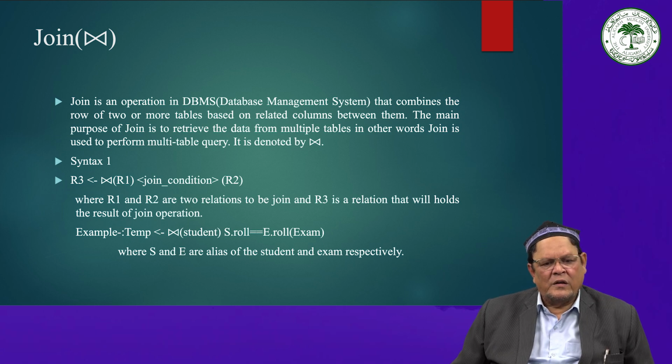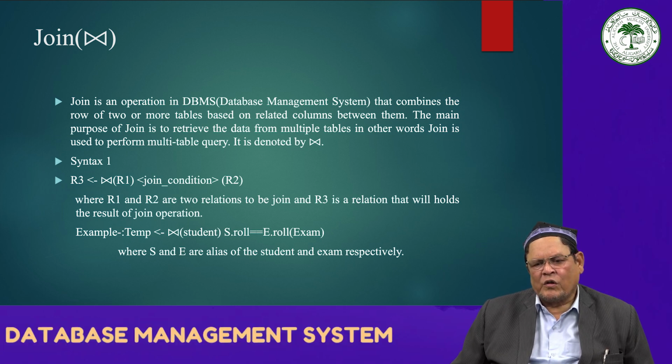Join is an operation in a database management system that combines the rows of two or more tables based on related columns between them. The main purpose of join is to retrieve the data from multiple tables. In other words, join is used to perform multi-table queries. It is denoted by bow tie.